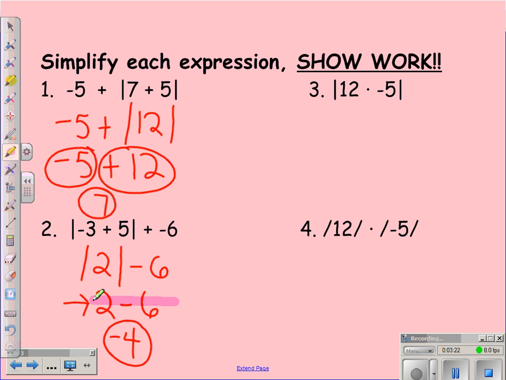I want you to look at number 3 and number 4 together, and you'll notice that the problem is the same in terms of the numbers. I'm using a 12, a multiplication symbol, and a negative 5. The difference is that they're laid out a little differently. Number 3 is the absolute value of 12 times negative 5. Number 4 is the absolute value of 12 times the absolute value of negative 5. So the way you treat it is going to be a little different. 12 times a negative 5 gives me a negative 60. And then the absolute value of negative 60 is positive 60.